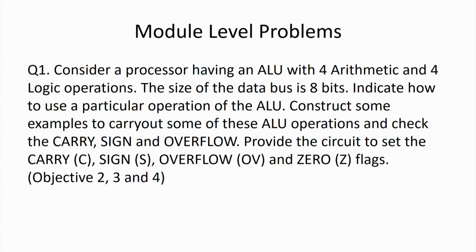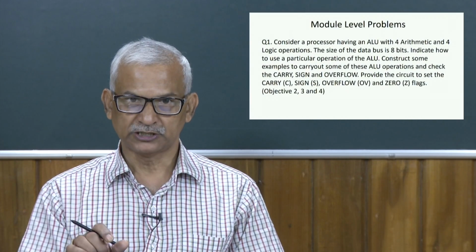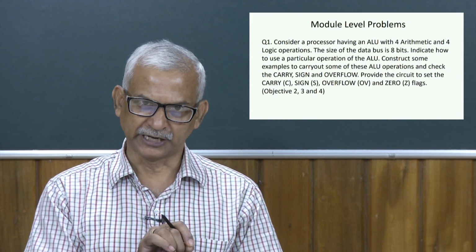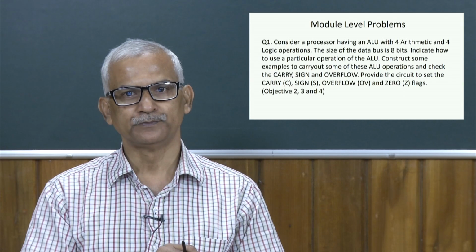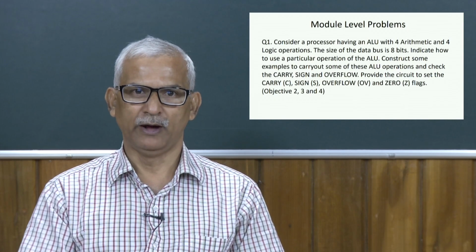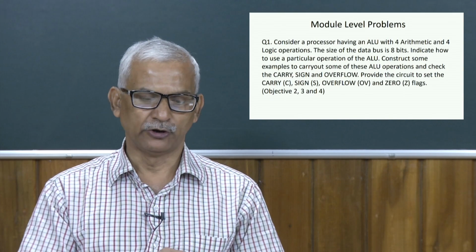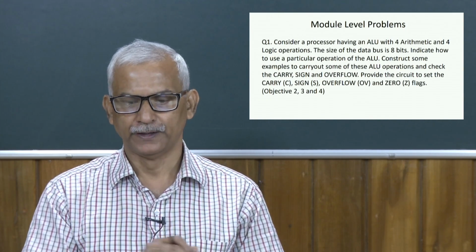Again, it says to provide the circuit to set the carry, sign, overflow and zero flags. So, we have flag bits: carry flag, sign flag, overflow flag and Z flag. These flag bits will be set or reset depending on the ALU operation. Now, you come up with a circuit to set or reset those flags. Once you are able to solve those problems, we are going to meet objectives 2, 3 and 4 of this module.